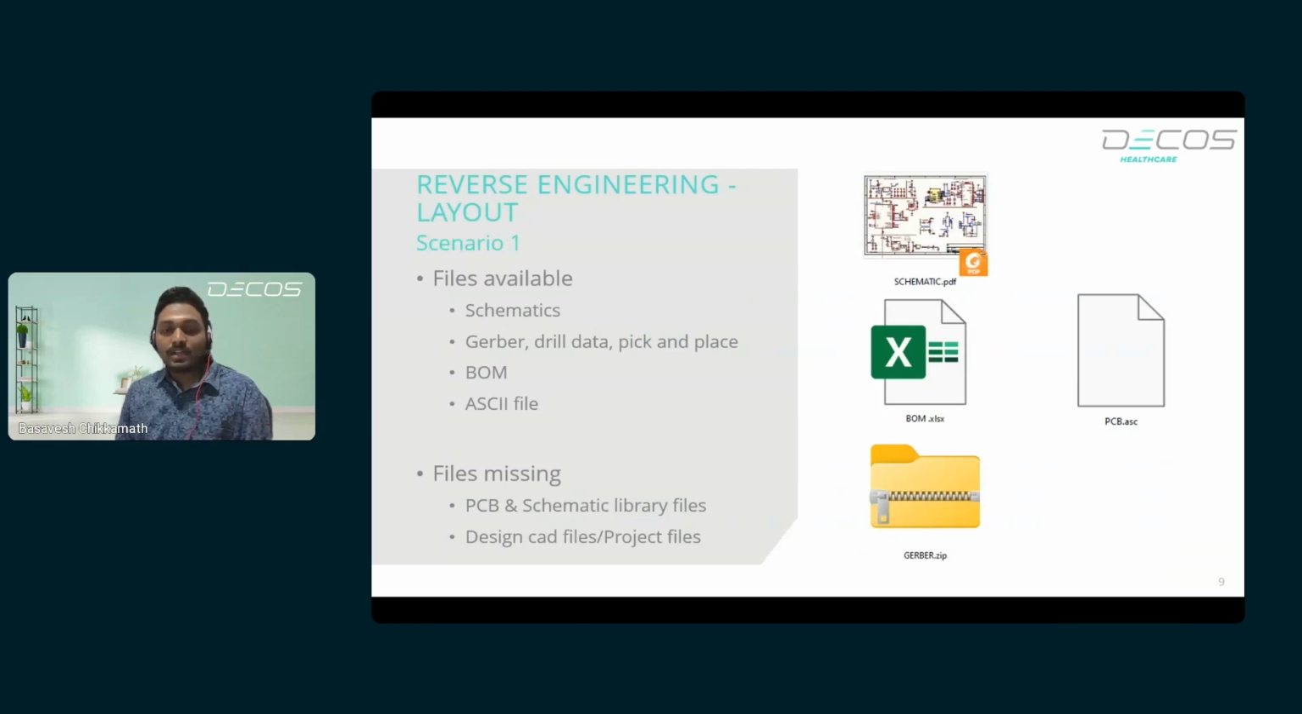For reverse engineering of layout, we will look at scenario 1 at first, in which we have the schematics, Gerber, drill data, pick and place, BOM, and ASCII file available with us. The missing files are the PCB files, schematic library file, and the design or the project file, which consists of all these things.